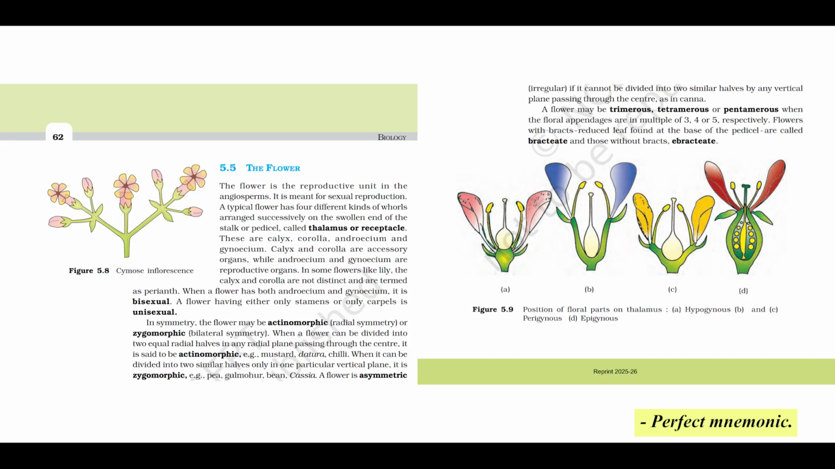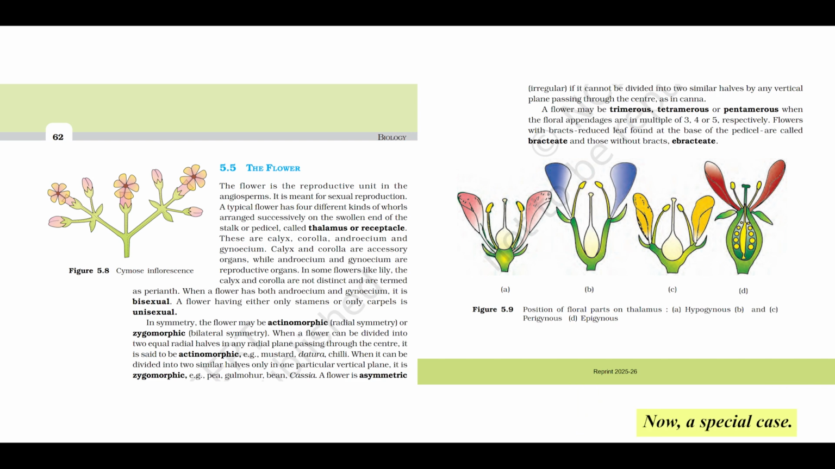Perfect mnemonic. Now, we categorize these whorls based on their primary function. The calyx and corolla are considered accessory organs. Their primary roles are protection, especially in the bud stage, and attraction of pollinators, which is crucial for reproduction. They help, but aren't directly reproductive. The androecium and gynoecium, however, are the reproductive organs, as they are directly involved in the actual process of sexual reproduction, producing pollen and ovules.